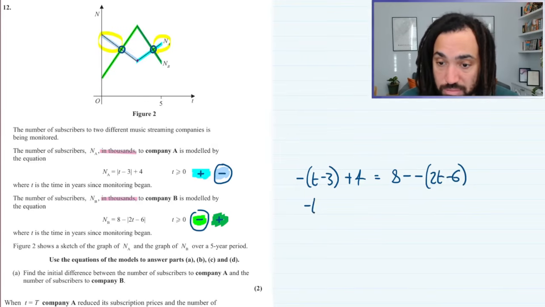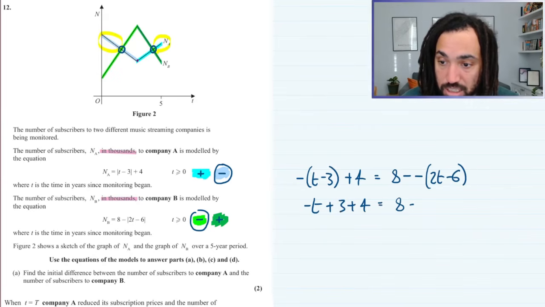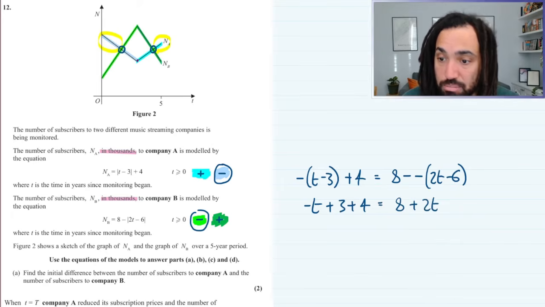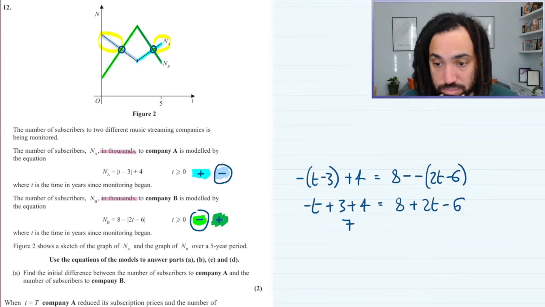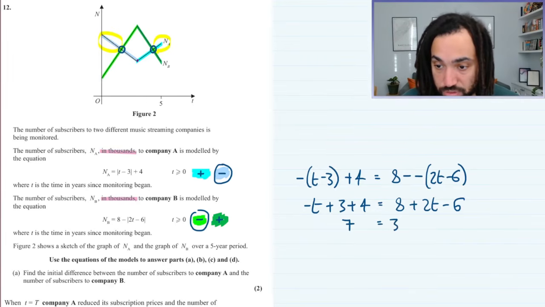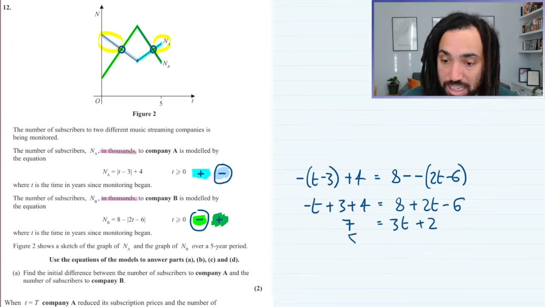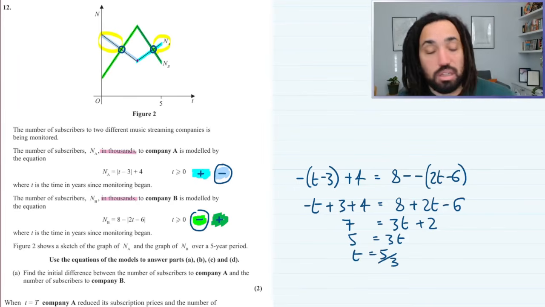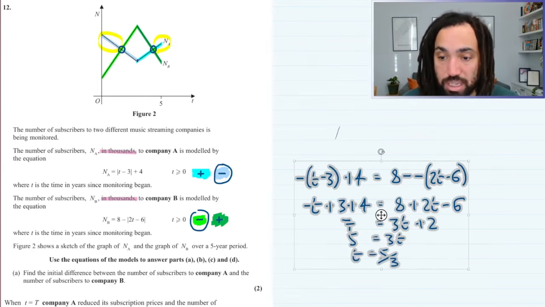Okay, so let's solve this. So minus t plus 3 plus 4 is equal to 8 plus 2t minus 6, which is going to give me 7. I'll add the t to the other side, so 3t, 8 minus 6 is plus 2, so that equals 5. So divide through by 3, t is equal to 5 over 3. Okay, great. So let's move that out of the way, give us a bit of space.